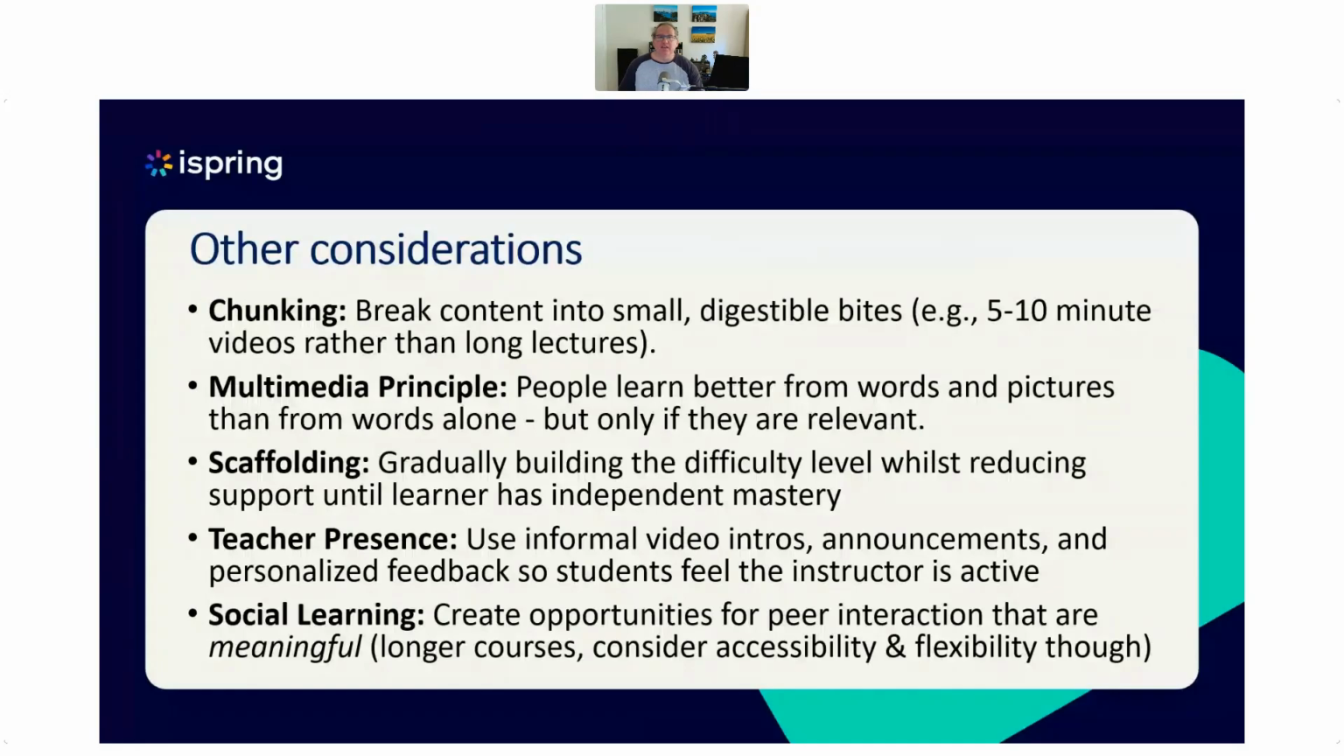And then social learning. Peer interaction is great, and probably makes more sense for longer courses, like a semester. You need to consider accessibility. You need to be flexible, because people do online learning at different speeds for a variety of reasons. Don't force it, but if you can have opportunities for those interactions, that can be really good.